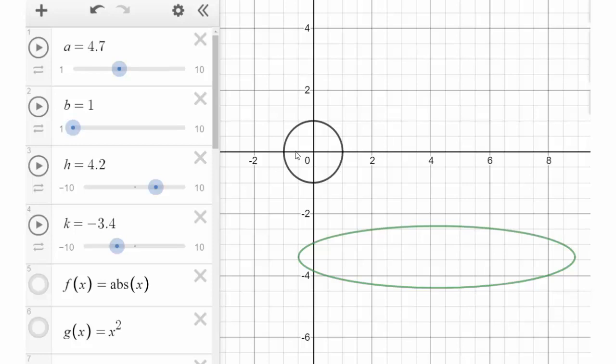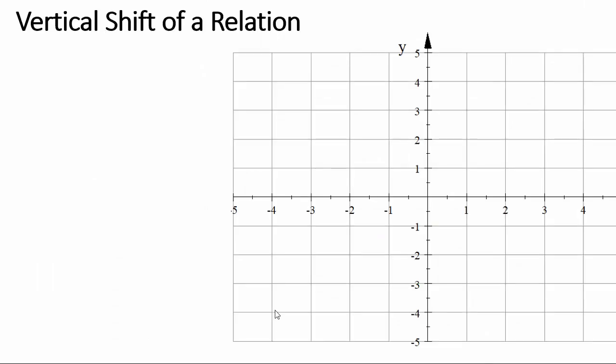Let's put these all together and get the terminology and understand why this is happening. Because if we understand why, then we'll be able to graph any function knowing what happens when you add, subtract, multiply, or divide by constants. So let's see if we can articulate the terminology and then see why this is happening. All right, let's talk about vertical shift and what that means.